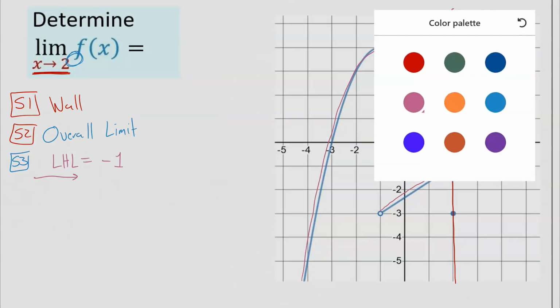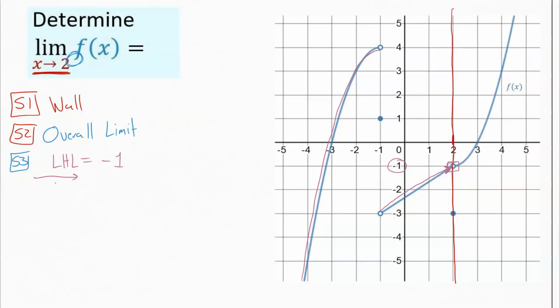I then have to play the same game from the right. So I also need to find my right-hand limit. As I draw along the graph in the right direction, what does it look like I'm headed towards? I come back over to my graph and draw along it, and it looks like I run into the wall right there at that same place, at a y value of -1.